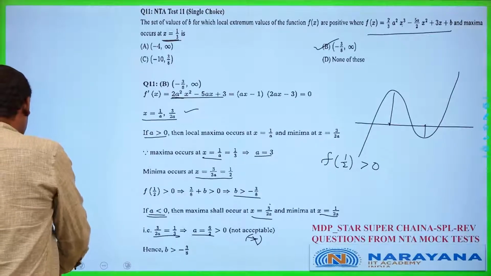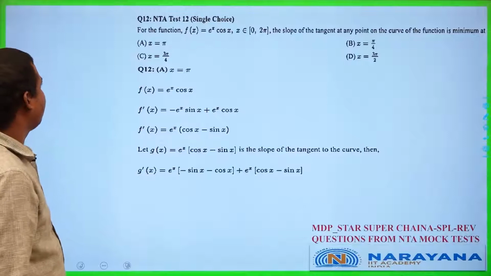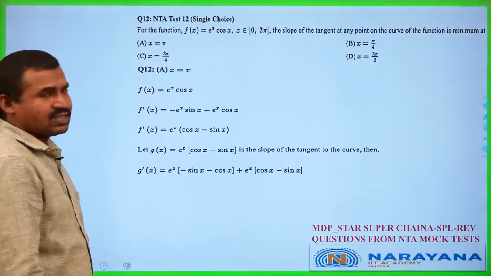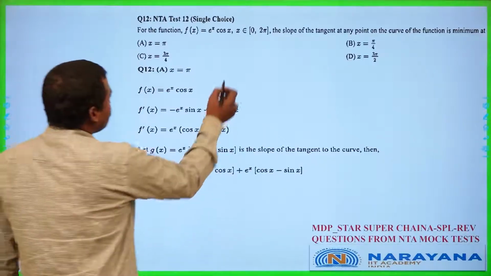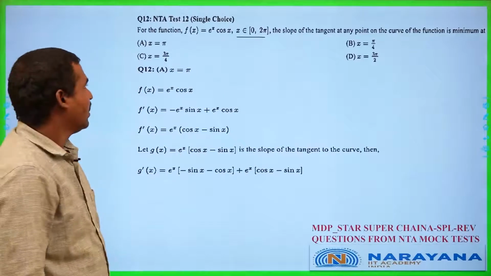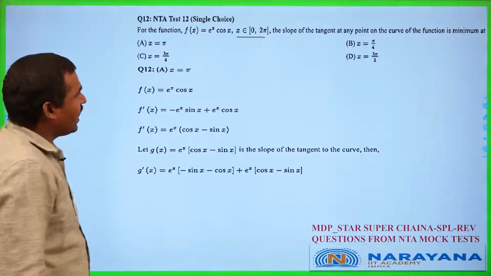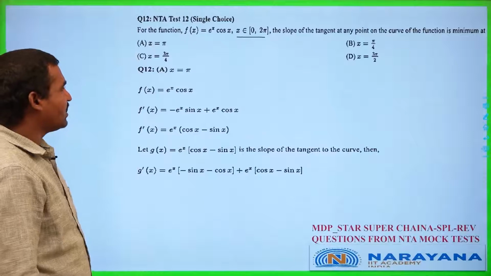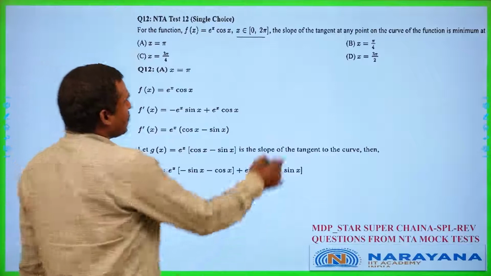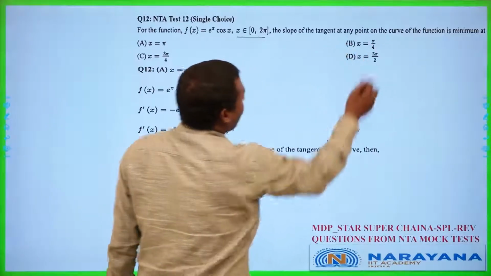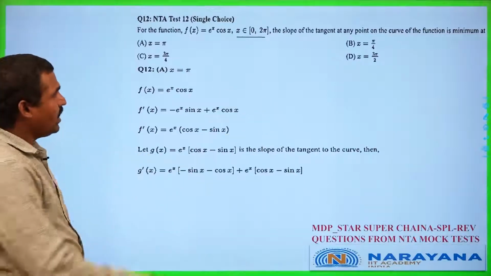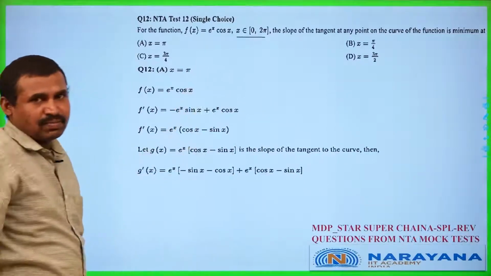So, let us go to the next one. The function f of x is equal to e power x cos x, where the domain of f of x is x belongs to 0 to 2 pi. The slope of the tangent at any point on the curve is minimum at what point?